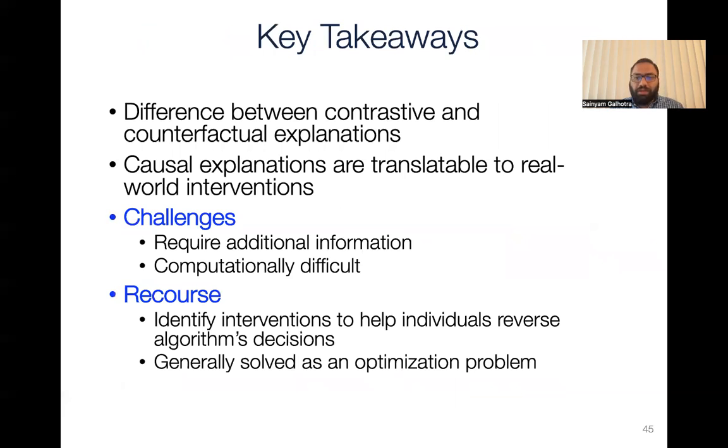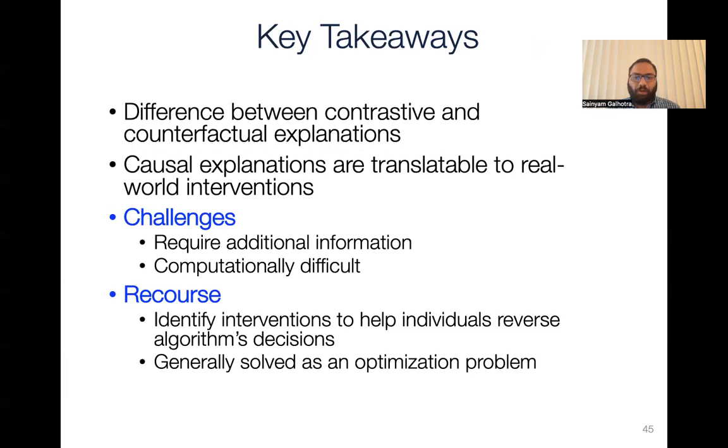In summary, this part of the tutorial focused on contrastive and counterfactual explanations. We learned that counterfactual explanations capture causal dependencies between attributes, but contrastive explanations assume independence. We also saw that causal explanations are translatable to real-world interventions. The main limitation of causal techniques is their dependence on domain knowledge and their computational complexity.